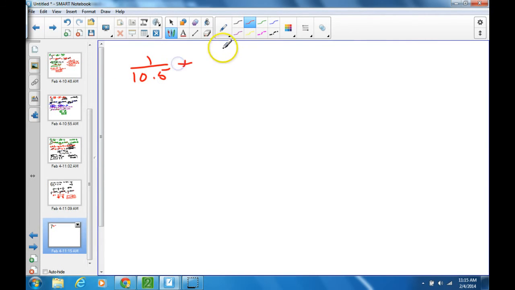And Molly, 1 over 8.7 equals 1 over t. So my common denominator will be 10.5 times 8.7 times t. Okay? So I'm going to multiply each of these by that.